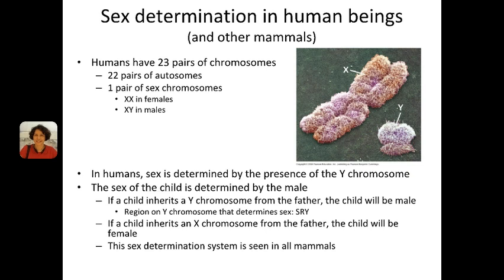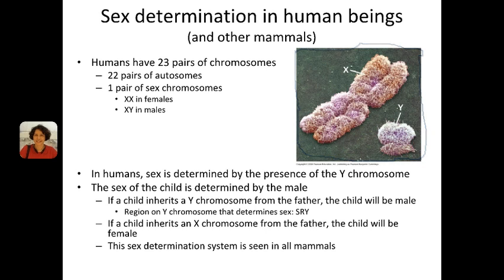And we see this same sex determination system in other mammals as well. If you take a look here at this picture of the sex chromosome pair in humans, you can see that the X chromosome is much bigger than the Y chromosome, and that the X chromosome has a lot more genes than the Y chromosome.